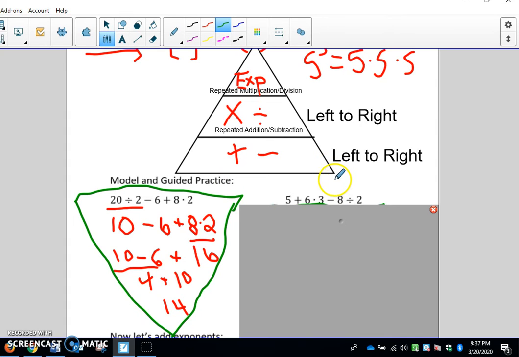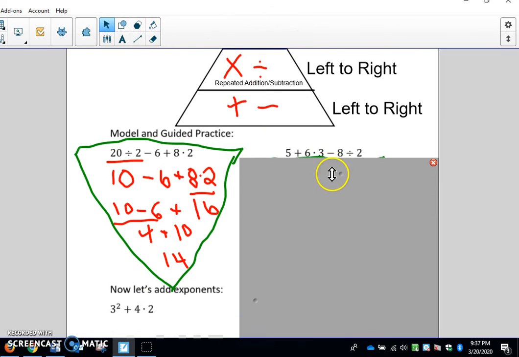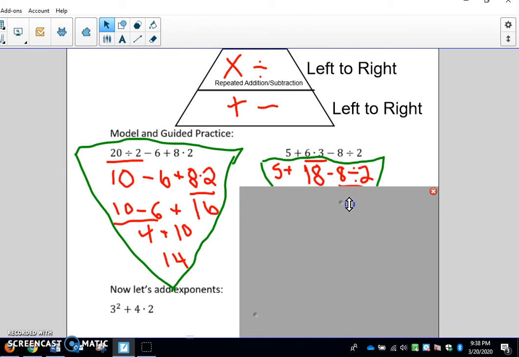All right, so hopefully you've had a chance to solve this problem. So now let's pull this down and see what we got. Notice that here, step one, I'm going to do the multiplication. 6 times 3, which is 18. Then I'm going to rewrite everything else. Now I've got addition times division. So now I'm going to do the division, which is the next part of that triangle. 8 divided by 2, which is 4. And then I'm going to rewrite everything else.